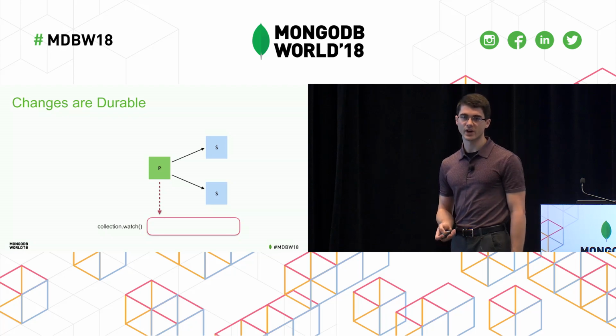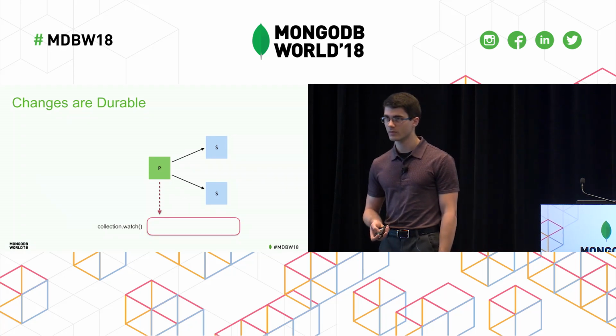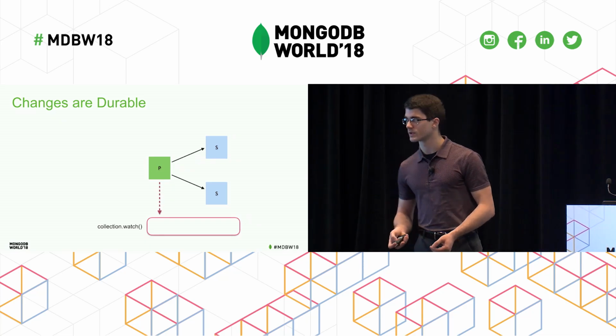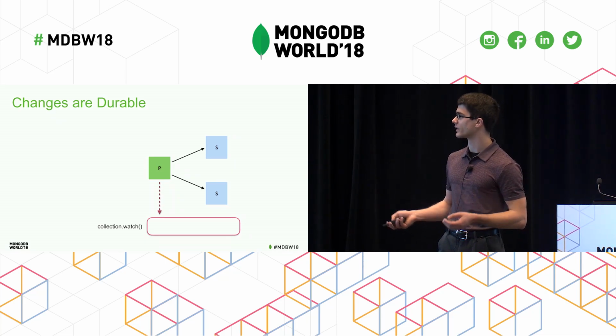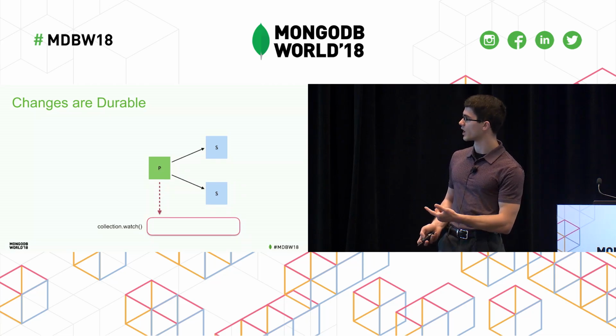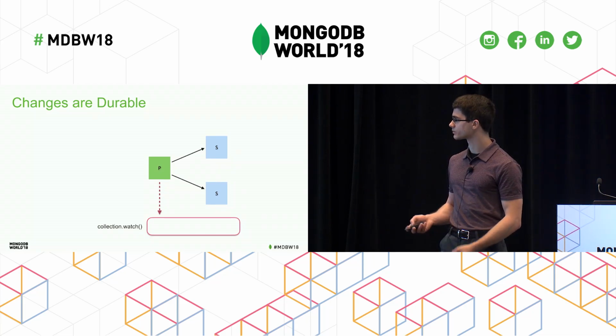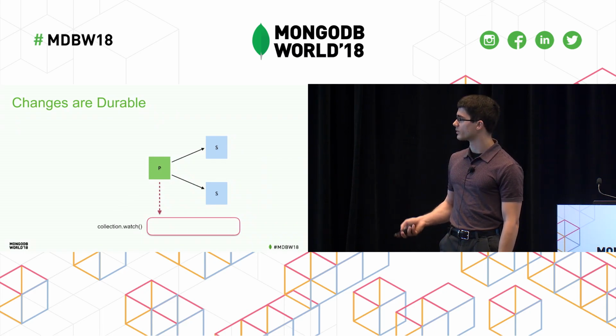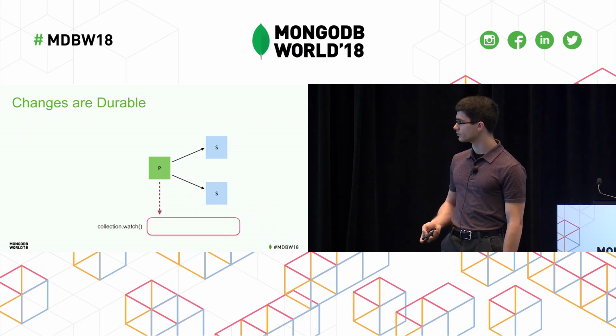Additionally, changes returned by a change stream are durable. They are majority committed, and you don't have to worry about them getting rolled back. So let's see what I mean in an example here with a 3-node replica set, the primary being in green and the secondary in blue. And we have a change stream watching from the primary at the bottom.